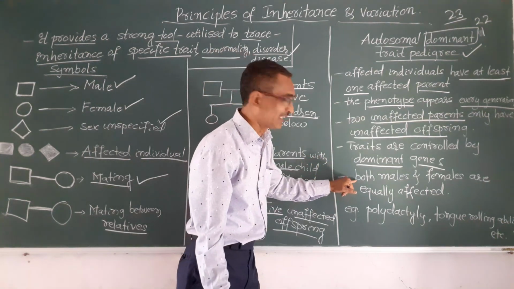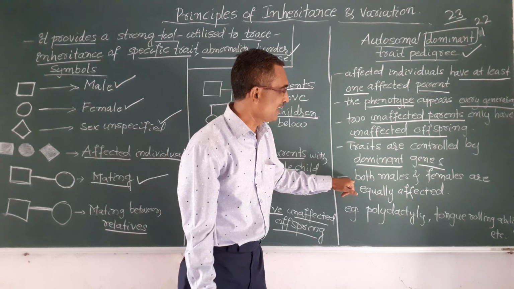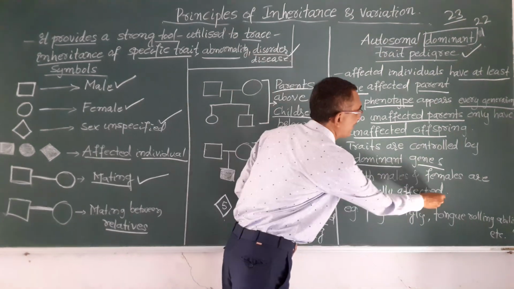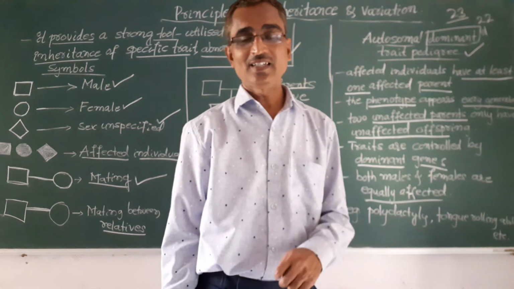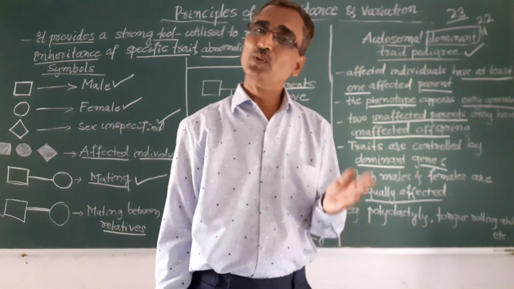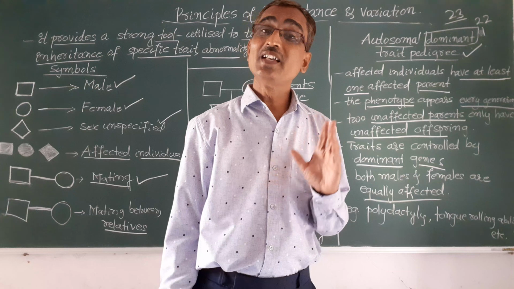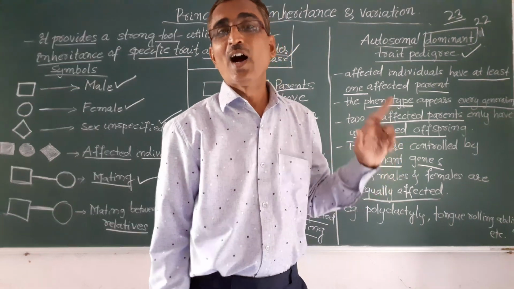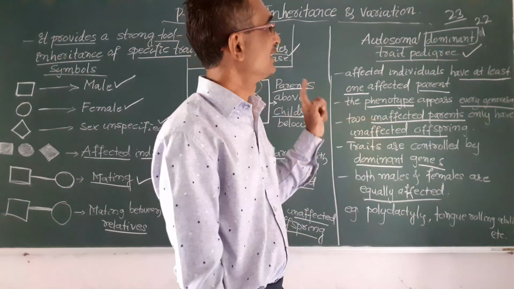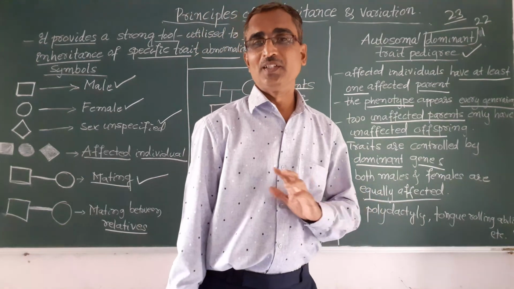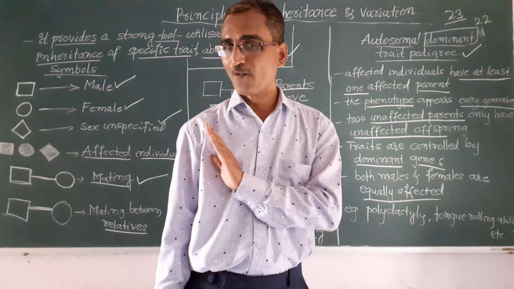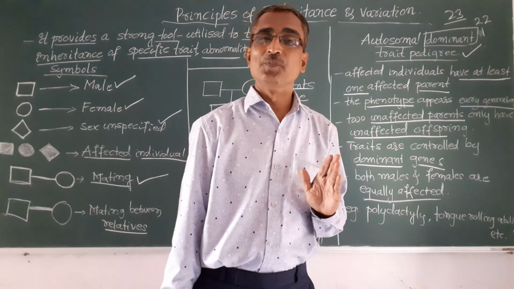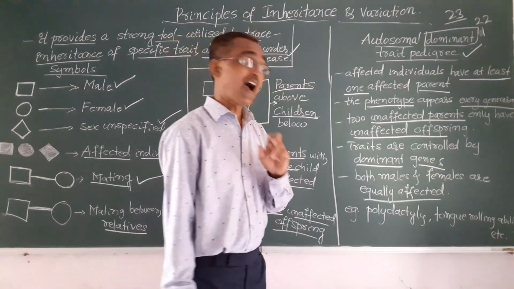The next characteristic is that both male and female are equally affected. The male children and the female children are equally affected in autosomal dominant trait pedigree. There is no discrimination, it is not that males are affected and females are not. Both male and female are equally affected.